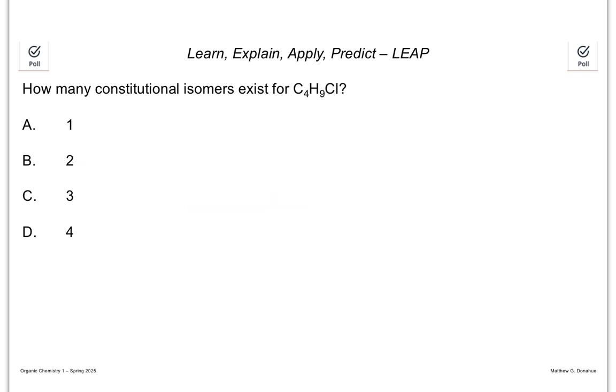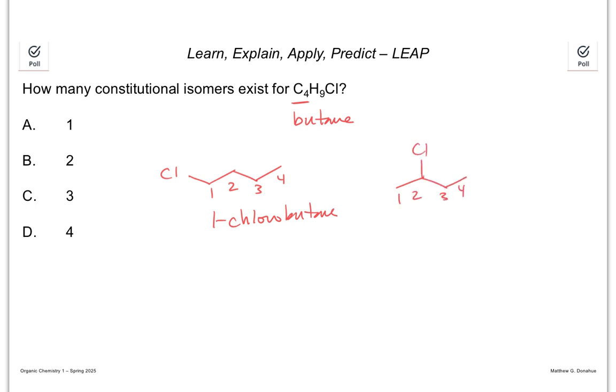So what about C4H9Cl? 4 carbons, that's telling us it's butane, so the names are going to end in butane. We can put the chlorine at position 1. So that's 1-chlorobutane. Or we can put it at position 2. That's 2-chlorobutane.